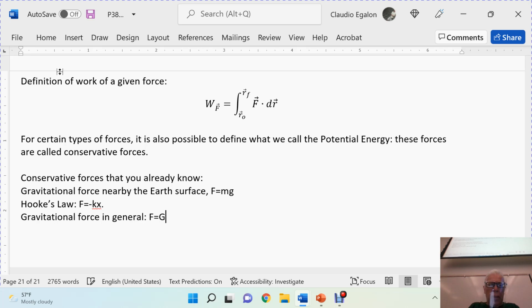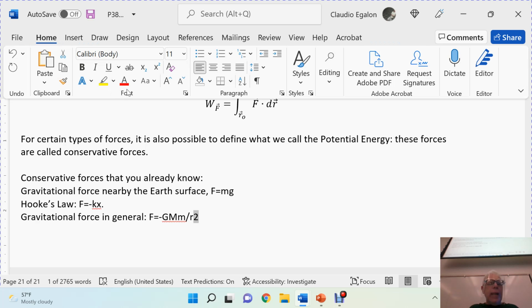F equals big G, oh, gotta have a negative there, big M, small m over r squared, right? Those are the three conservative forces that you already know.